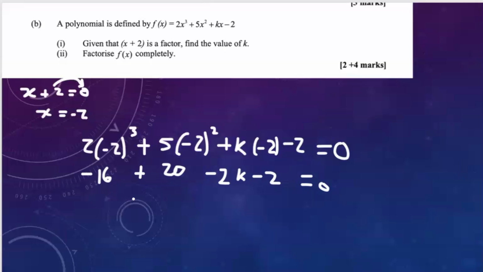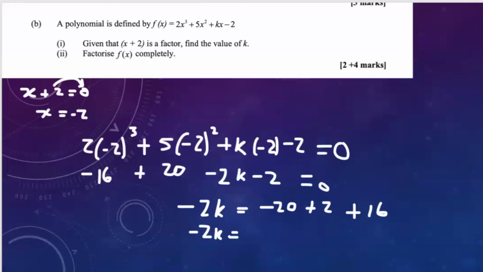If you don't like to work these out, you could carry them over first. So we have minus 2k, and then you carry over the 20, so it becomes minus 20. Then we carry over the minus 2, so it becomes plus 2. Carry over the minus 16, so it becomes plus 16. So this is minus 20 plus 2, that's minus 18, and minus 18 plus 16, that's negative 2. So we have minus 2k is equal to minus 2, and then divide both sides by negative 2. So this gives me k is equal to 1.